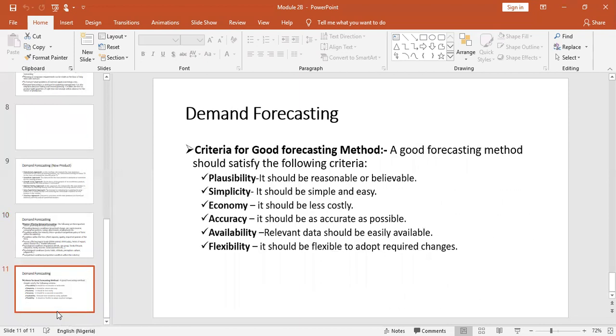Criteria for a good forecasting method. A good forecasting method should satisfy the following criteria. Plausibility: it should be reasonable and reliable. You just don't do something for the sake of doing it, or for the fancy of it. It must be reasonable and believable.